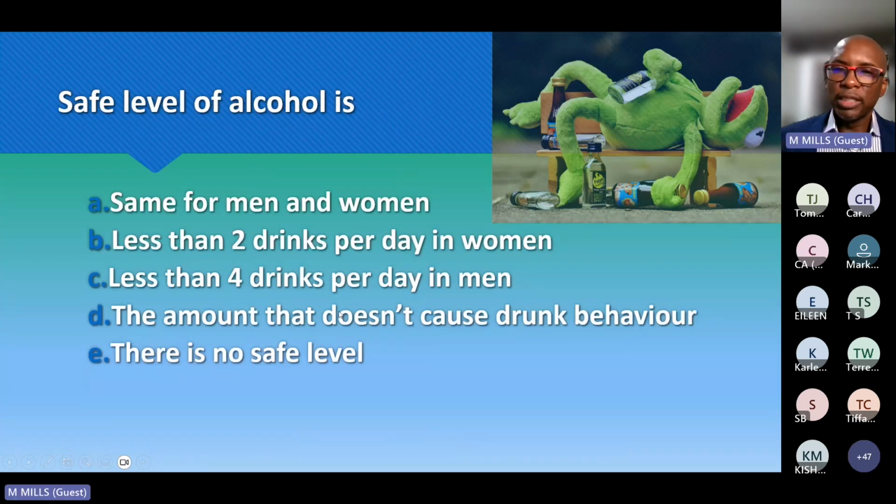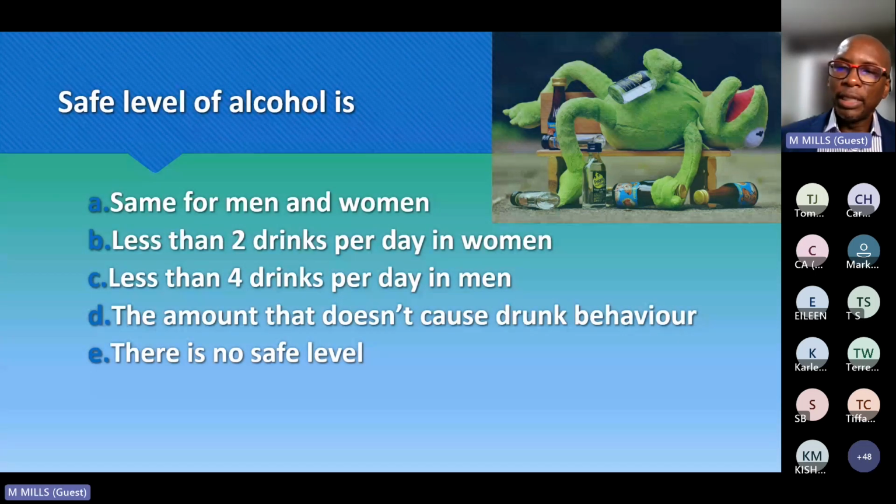So you'd want to ask, what is a safe level of alcohol then? It's not the same for men and women, so there are different amounts. For women, we allow less than 2 drinks per day. For men, 4 drinks is definitely too many already. So less than 2 drinks for males and females would be acceptable.